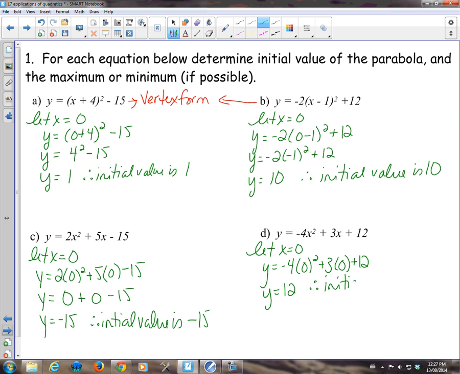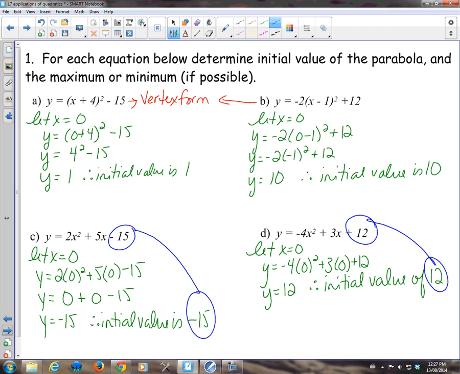You should have noticed something with these last two. Math is all about the patterns. Look at the last number in the equation and our initial value. When the equation is written as x squared, x and a number at the end, that number at the end will always be your initial value. So that's the first part, the initial value.